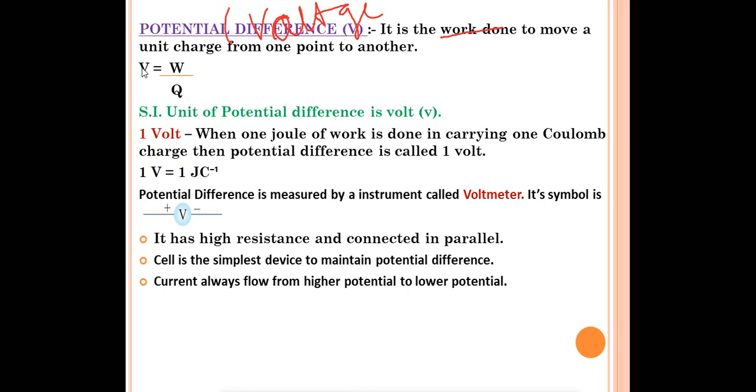So what we can write: potential difference V is equal to work done divided by charge, for a unit charge from one point to another point. So V equals W by Q. This is one more formula for this chapter. V is equal to W by Q.